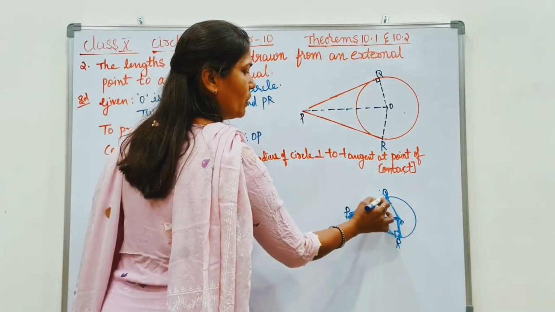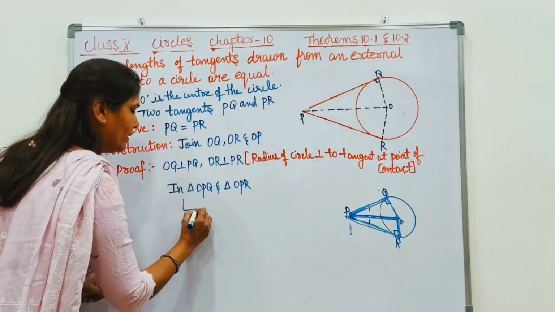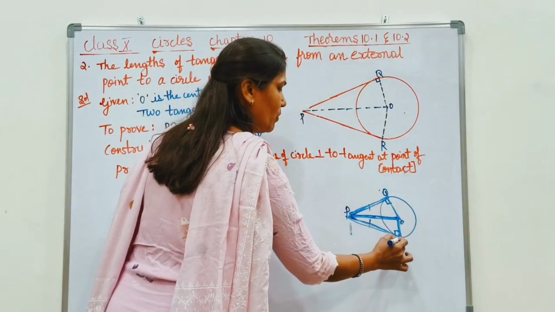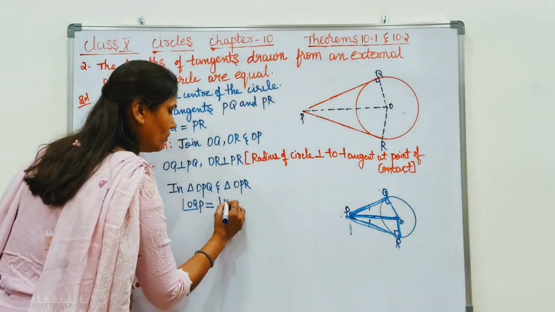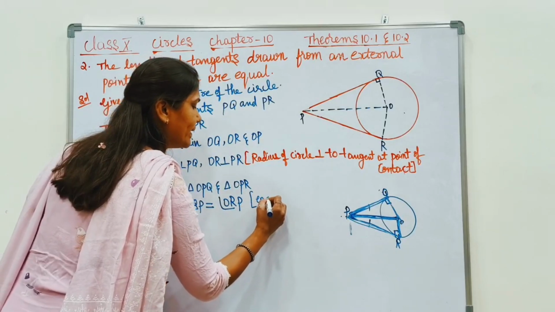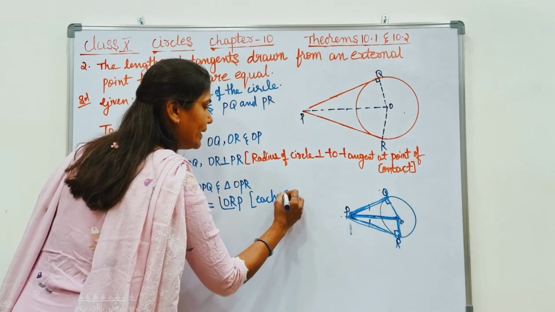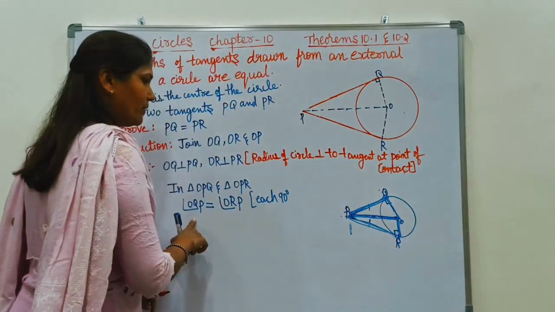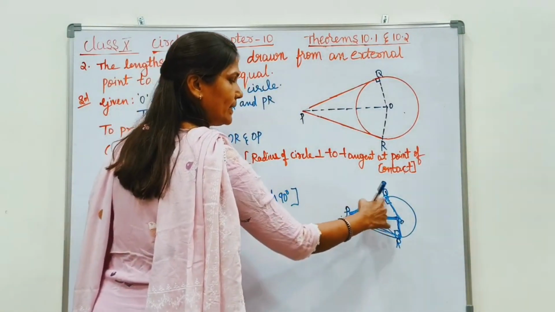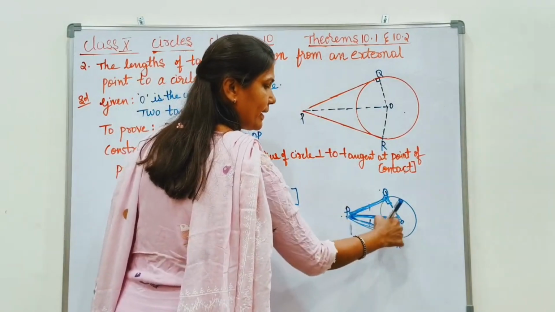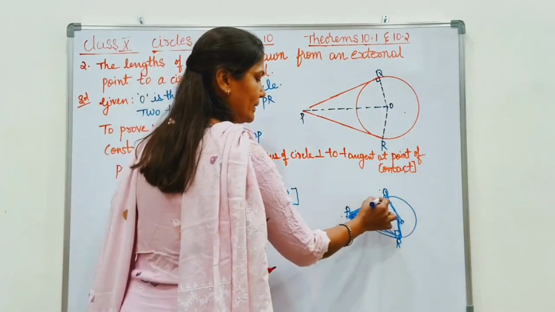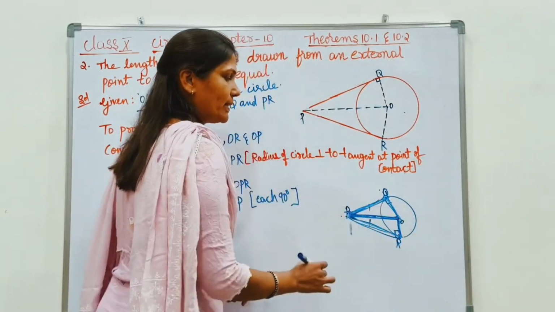So how to write? Angle OQP is equal to angle ORP. Both are equal. What is the reason? Each angle is 90 degrees. First concept over. Next, see here, this triangle you are taking, OP is the common side.